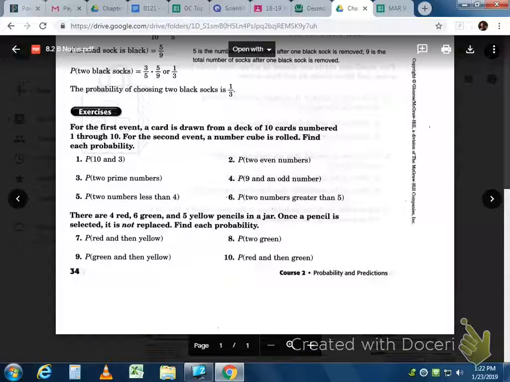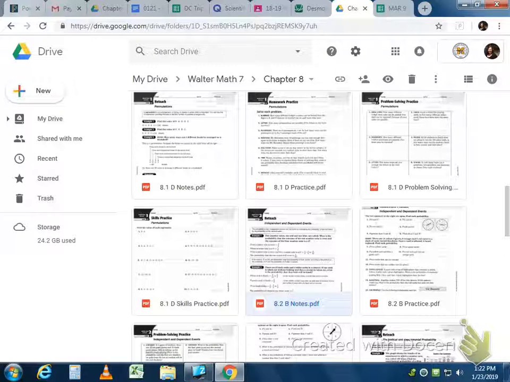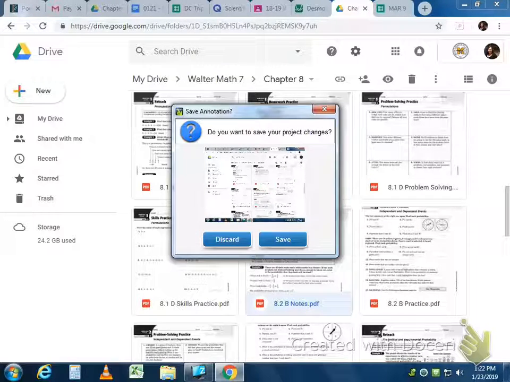For exercises 1 through 6. For the first event, a card is drawn from a deck of 10 cards numbered 1 through 10. The second event, a number cube is rolled. Okay, so we've got a deck of cards 1 through 10. We've got a number cube 1 through 6. Let's go back.